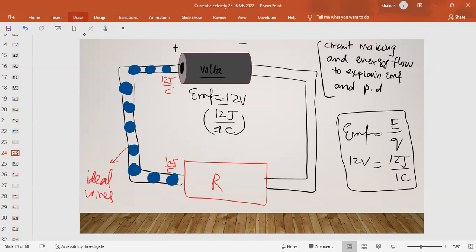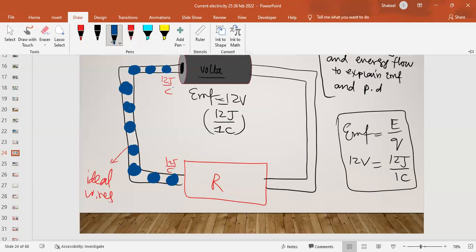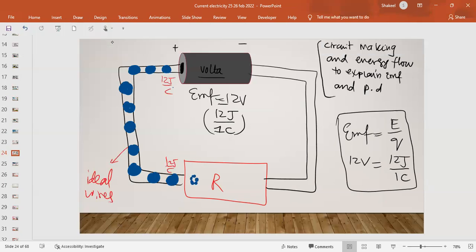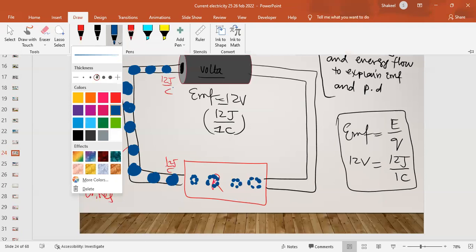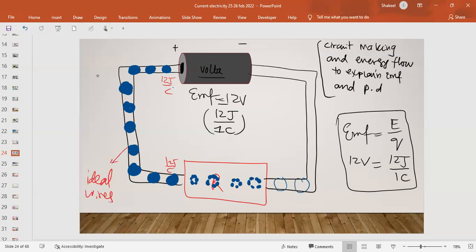When these charges are moving through the resistor, they are losing their energy. By the time they come out of the resistor, the whole of their energy is gone. But still they will be moving towards the negative terminal of the battery, because they are positive charges and the negative terminal attracts them. What happens in the resistor is that the electrical energy of the charges is dissipated in the form of heat. So when charges leave the resistor, they don't have any energy.